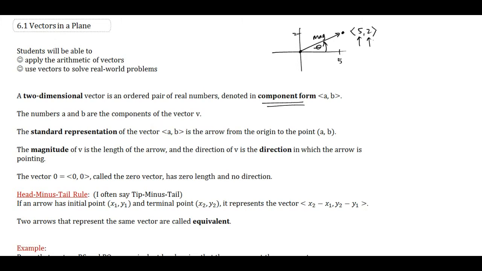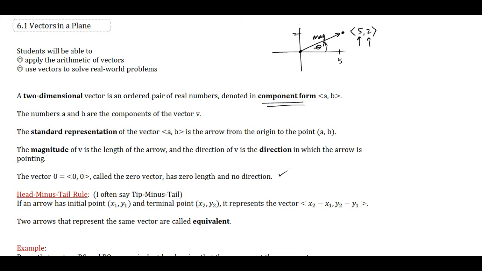And so that's really one way of writing vectors. The zero vector I have written here sometimes shows up, kind of rare, but it has 0 magnitude and no direction.